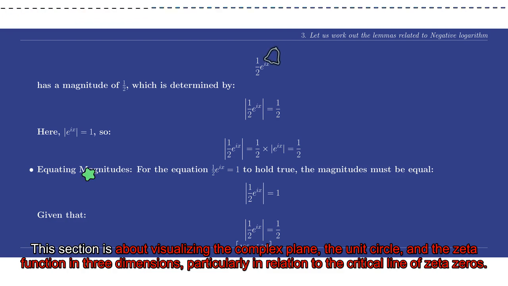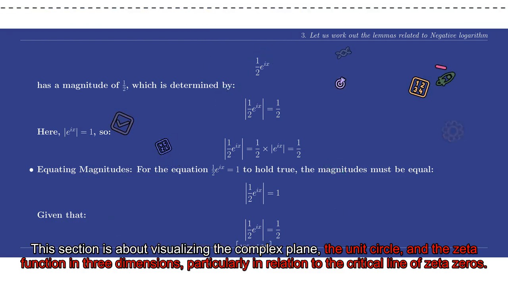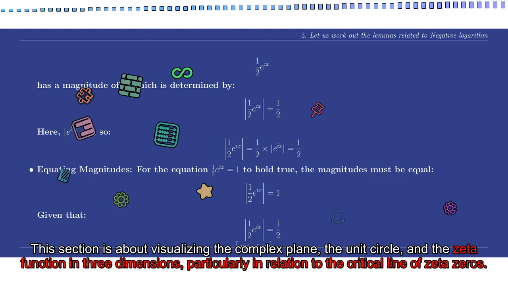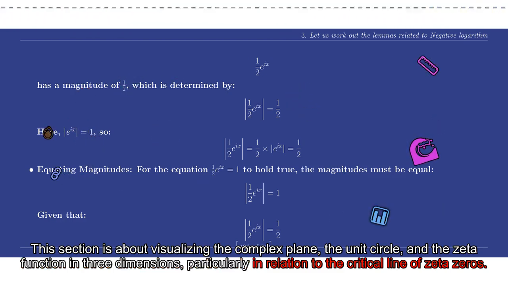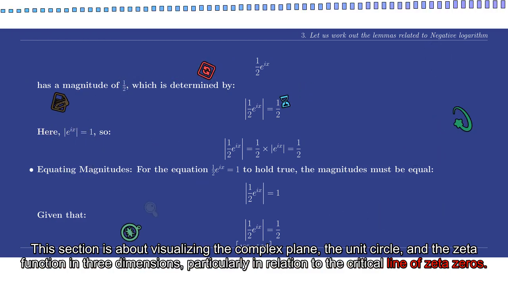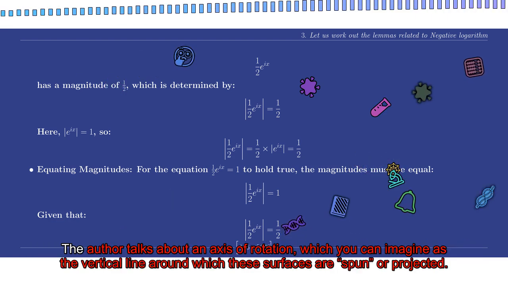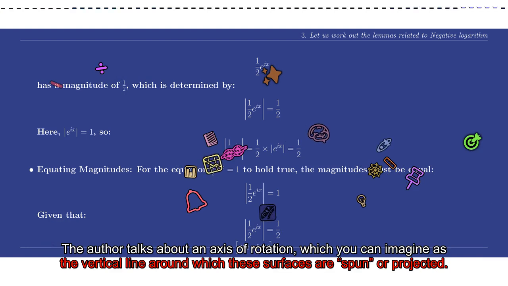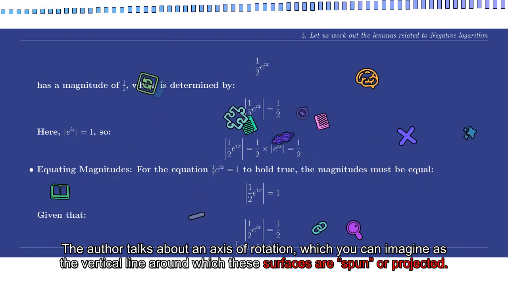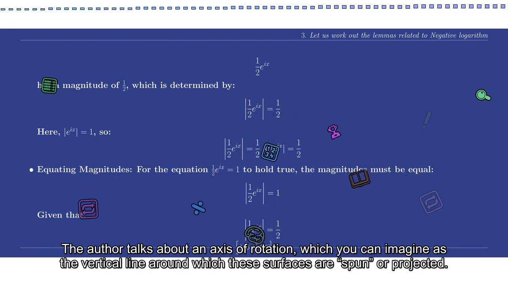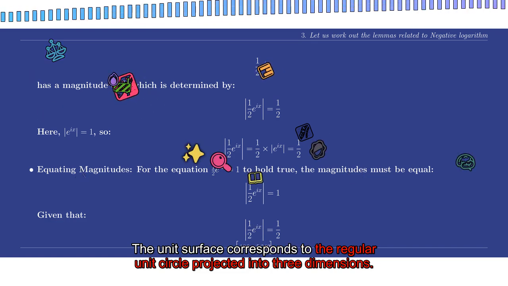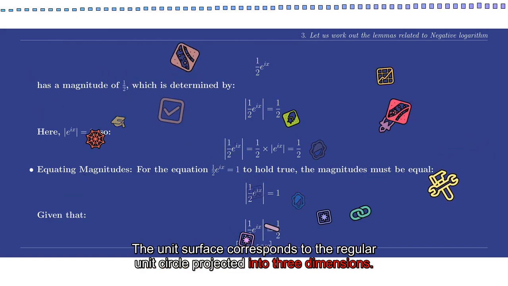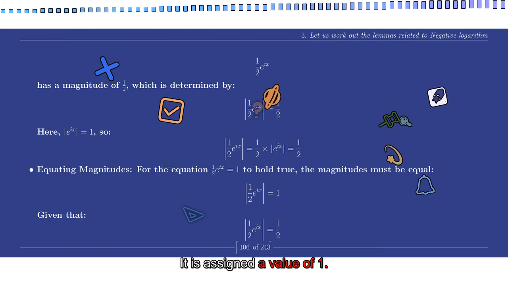This section is about visualizing the complex plane, the unit circle, and the zeta function in 3 dimensions, particularly in relation to the critical line of zeta zeros. The author talks about an axis of rotation, which you can imagine as the vertical line around which these surfaces are spun or projected. The unit surface corresponds to the regular unit circle projected into 3 dimensions. It is assigned a value of 1.